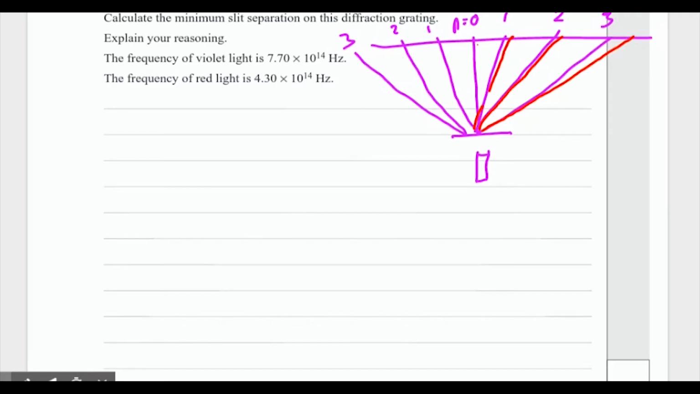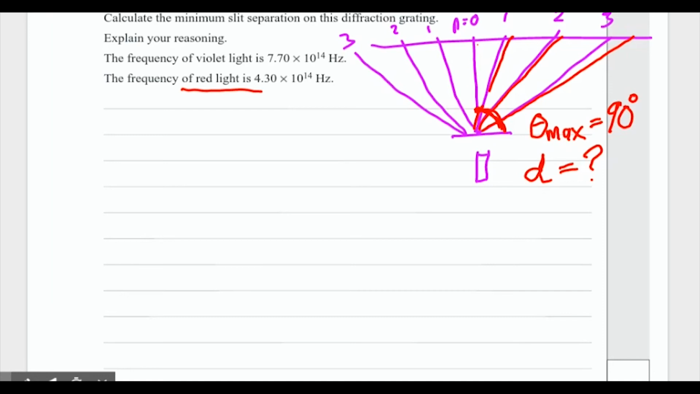So we want to know that if we have this red line at the greatest angle it could be, that greatest angle, that maximum angle, is going to be 90 degrees. Okay, you can't go any further than 90 degrees. This angle here can't be any greater than 90 degrees. Otherwise, you are reflecting back, which we can't do in this case. And we're asked, in this case, what will our slit separation be for our frequency of our red light, which is the one that's diffracting the most. That's why we're using it.